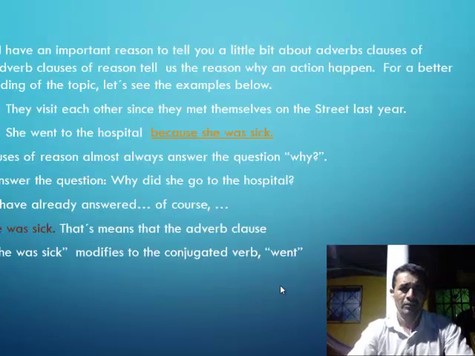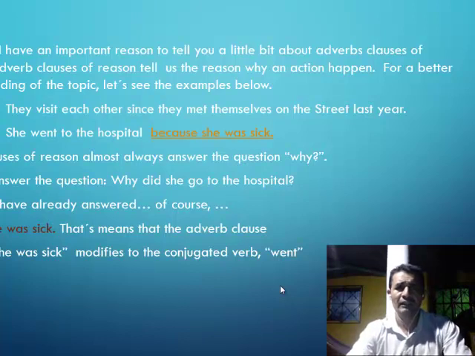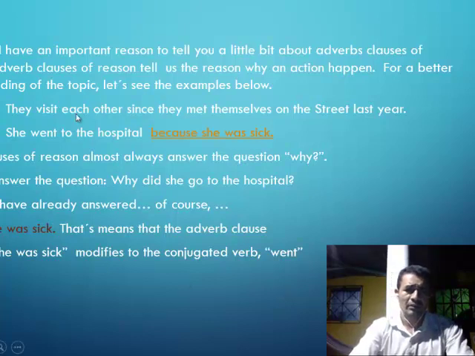And now I have an important reason to tell you a little bit about adverb clauses of reason. Adverb clauses of reason tell us the reason why an action happened. For a better understanding of the topic, let's see the examples below. Example number 1: they visit each other since they met on the street last year. The question is why they visit each other, and the reason is since they met on the street last year. Here we have the adverb clause.